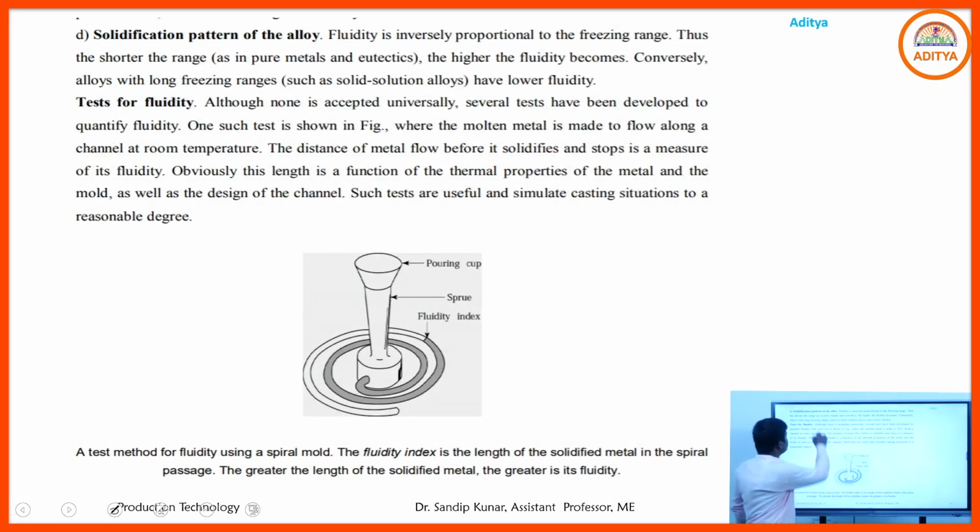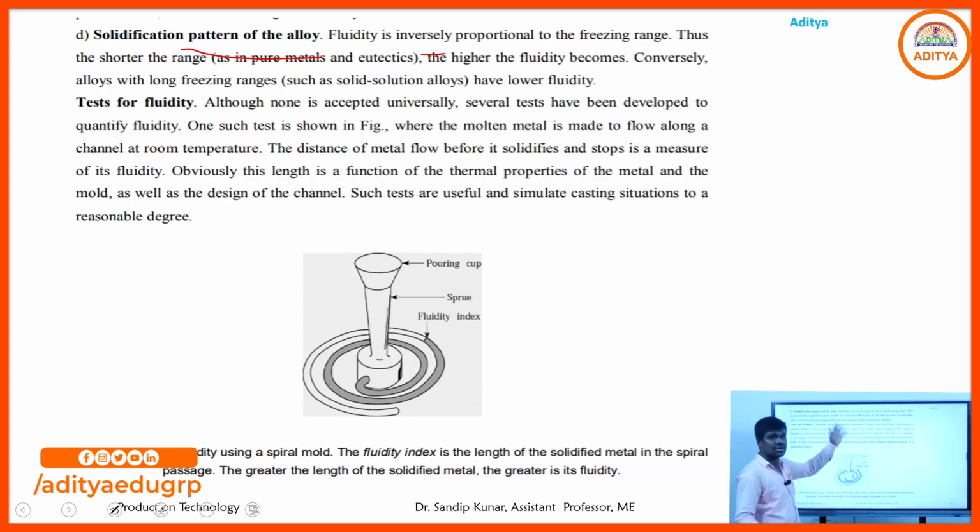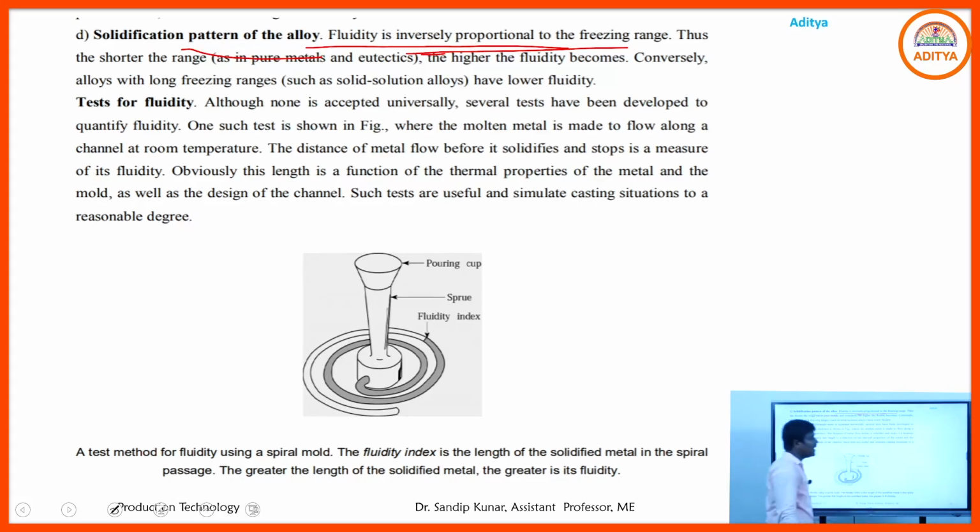How do we measure the solidification of the alloy? Fluidity is inversely proportional to the freezing range. After pouring the molten metal into the mold cavity, it will solidify. If it maintains higher fluidity, it will easily go into the mold cavity. If it solidifies, it does not maintain the fluidity properties, so fluidity is inversely proportional to the freezing range.